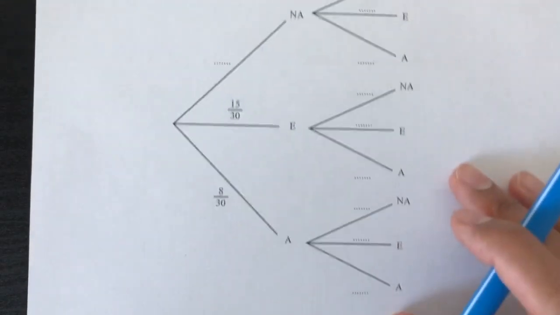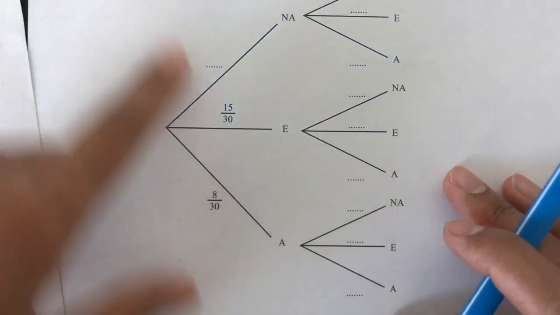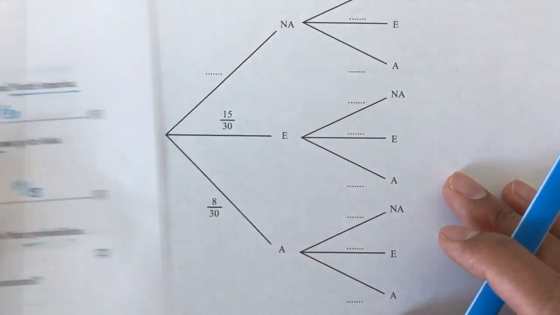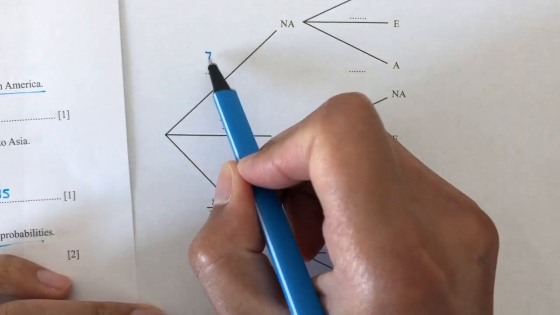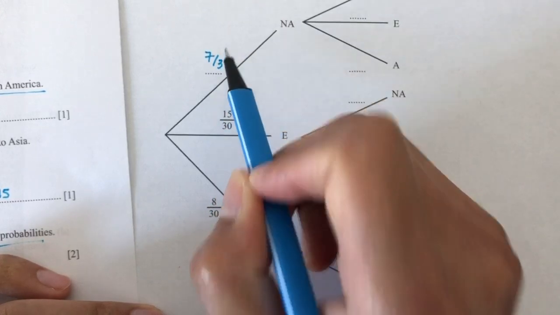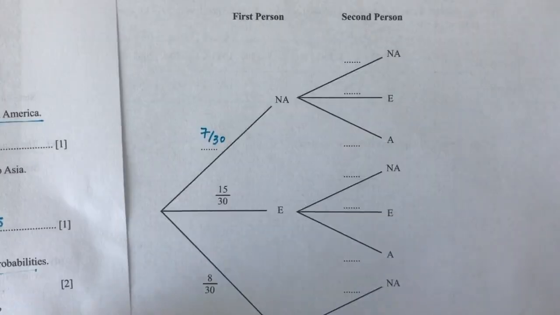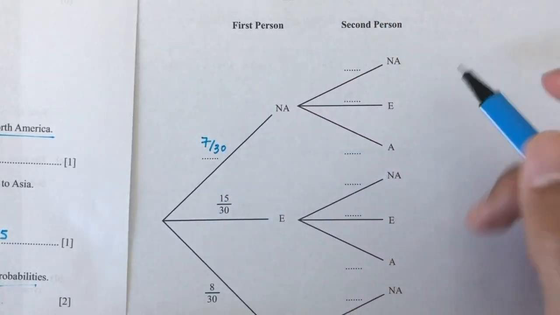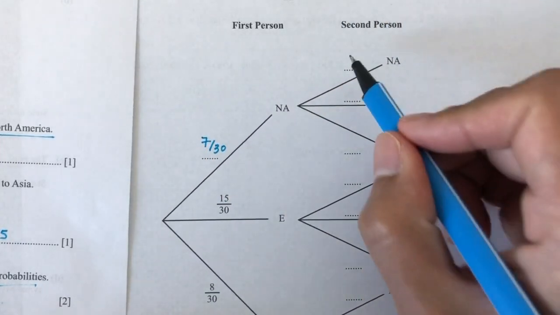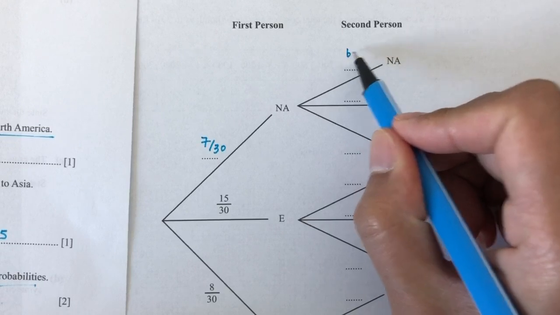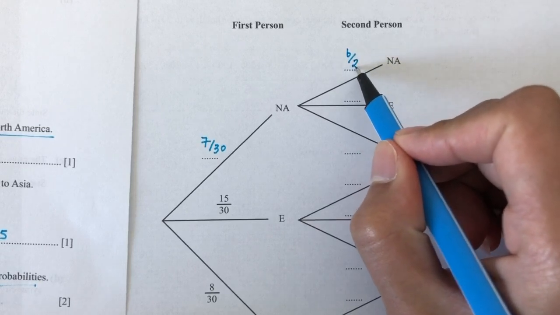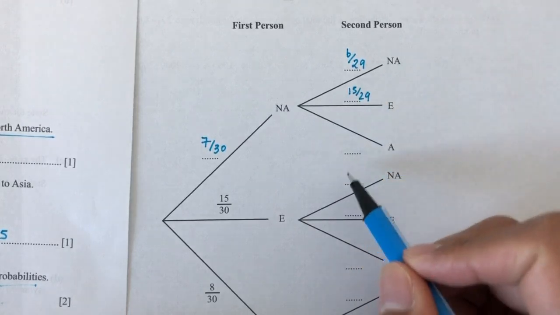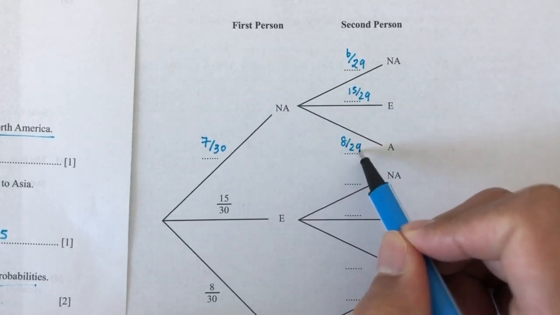So here we have one person and we have the other person. So for the first one, as you can see, it has to be 7. It is given to us here, 7 over 30. So 7 over 30 went to North America. And now for the other one, if you go to North America, so let's say if you go on this branch, you will have 6 people left, going to over 29. Here you have 15 over 29, and here you have 8 over 29.